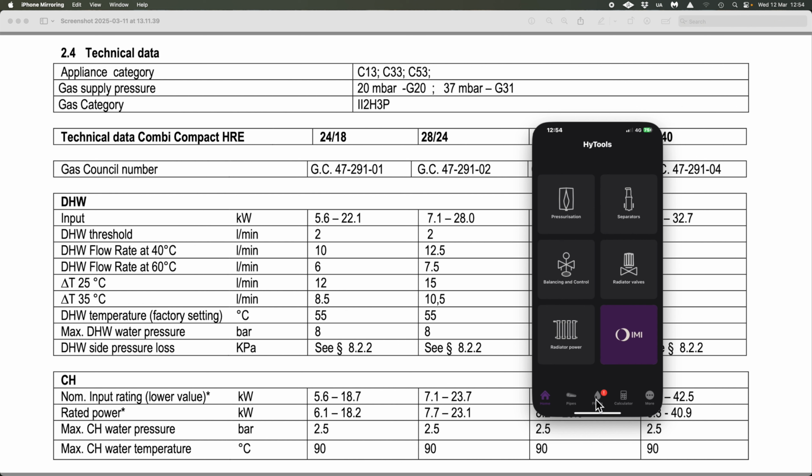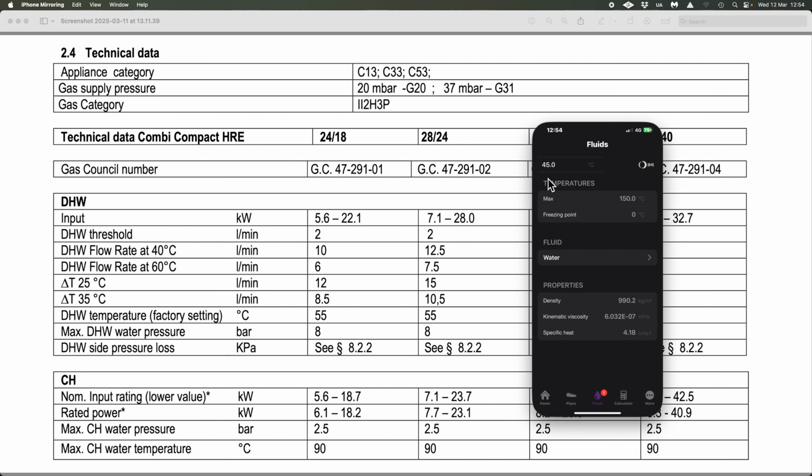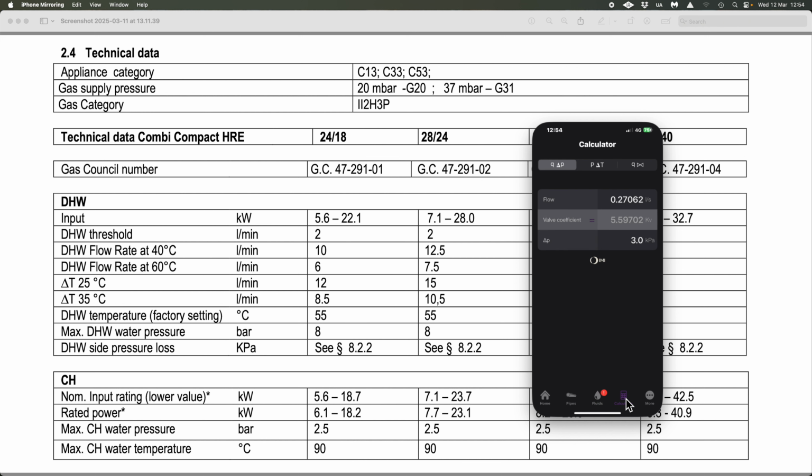So we come in here, we set our temperature at 45 degrees. And remember, we said that specific heat capacity changes as we do that. So we can then go to calculator, again go on to power delta T, and look at these changes. If we've got a 35 degree delta T change, we'll change that to 35 degrees.